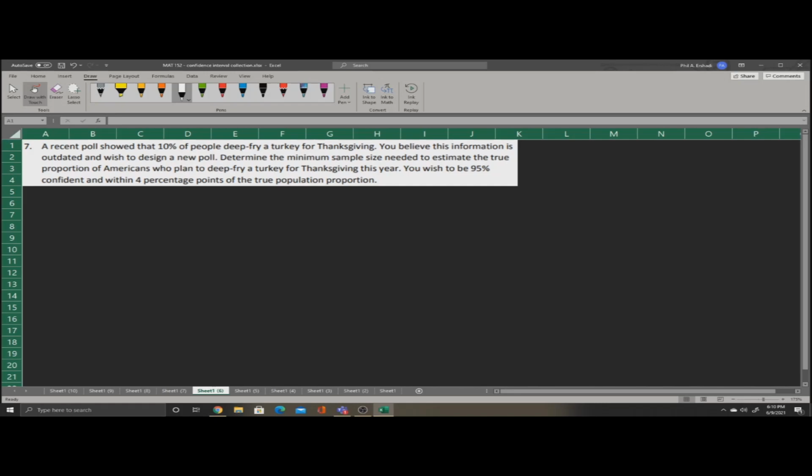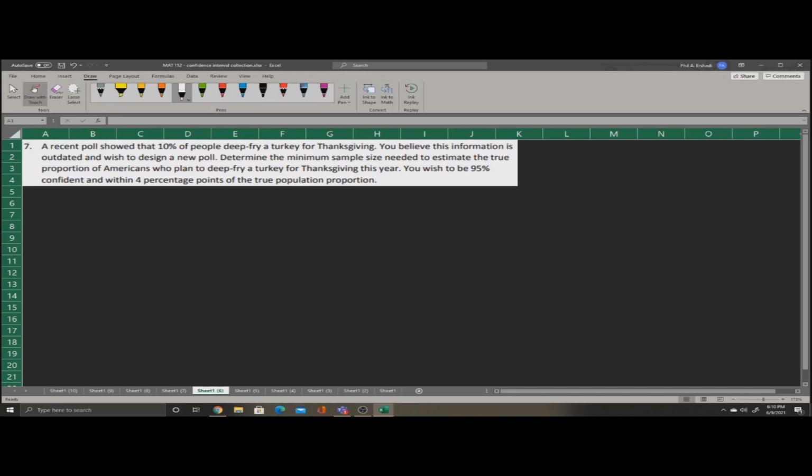In this problem, a recent poll showed that 10% of people deep fry a turkey for Thanksgiving. You believe this information is outdated and wish to design a new poll. Determine the minimum sample size needed to estimate the true proportion of Americans who plan to deep fry a turkey for Thanksgiving this year. We wish to be 95% confident and within 4 percentage points of the true population proportion.